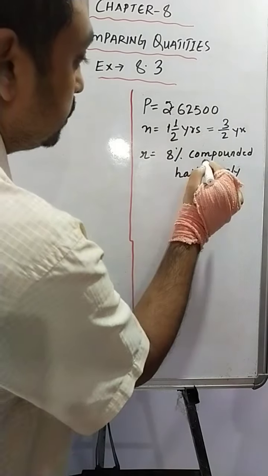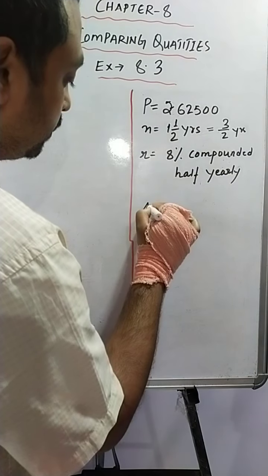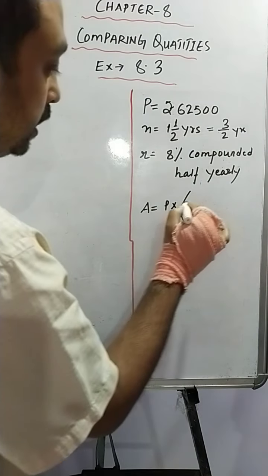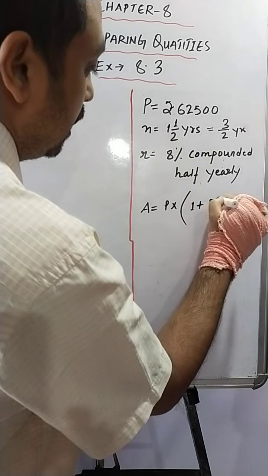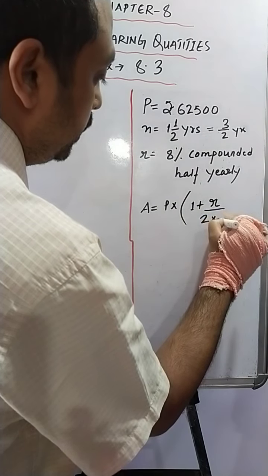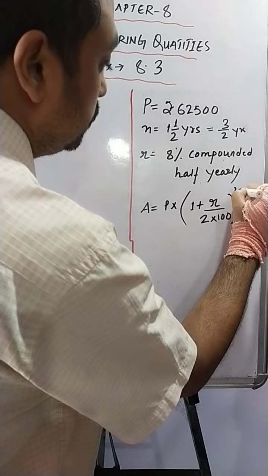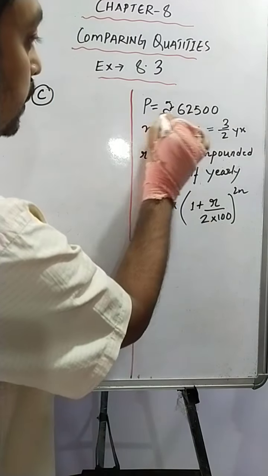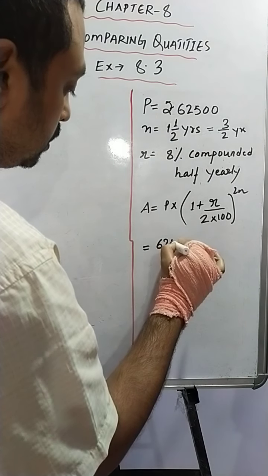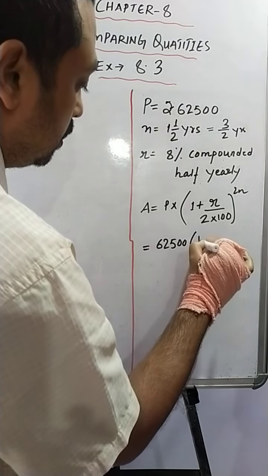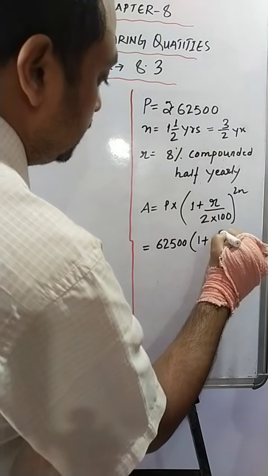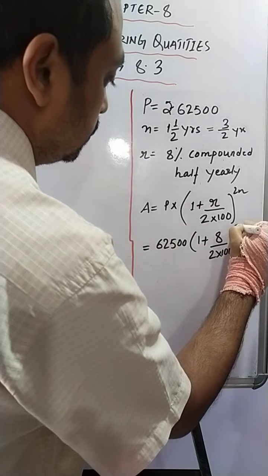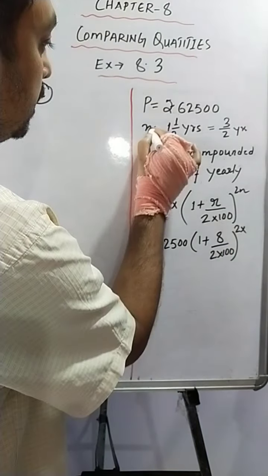Now, because it is written compounded half yearly, we will directly use the formula of compounded half yearly, which we have already discussed in my last video. That is P into 1 plus R upon 2 into 100, to the power 2n. Isn't it? Now we'll put the values. P is 62500. 1 plus R, which is 8, upon 2 into 100, to the power 2 into n. Now what is n? N is 3/2.